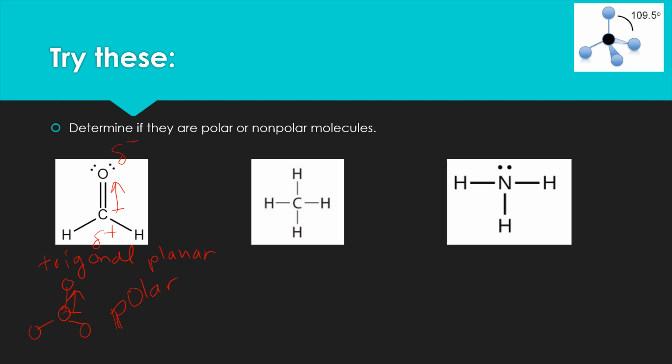All right, our next one is CH4. We cannot draw dipoles on any of these bonds, and it has 4 bonding domains. That makes it tetrahedral in shape. And if they're all equal and nonpolar and tetrahedral, then this would make it nonpolar.